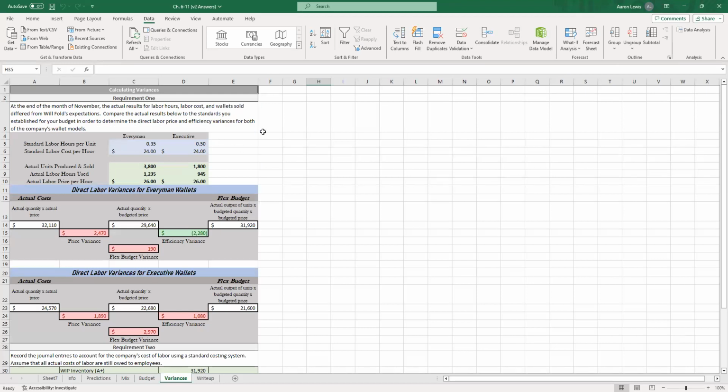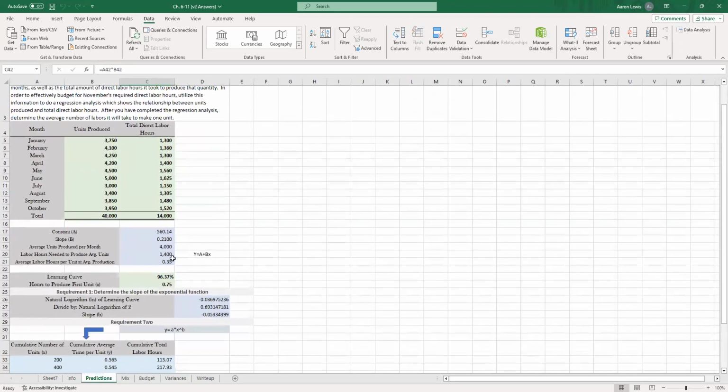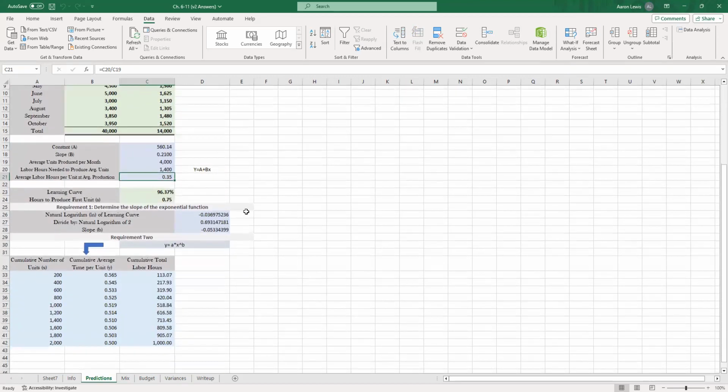So on the last tab that you have over here, for calculations at least, you got to calculate some variances between what actually happened and what was expected. And to do so, you're going to use the same steps that you did when we did this chapter. What were your standards? They're what we expected before. We said back here in our predictions that we think every everyman wallet we make is going to take about 0.35 hours. And given that we're going to make a ton of these and our employees are going to get better by the time we get done, the average time that it's going to take to make an executive wallet for the period is going to be about half an hour.